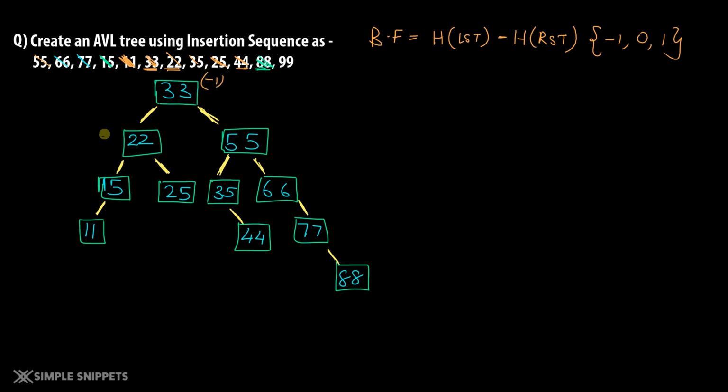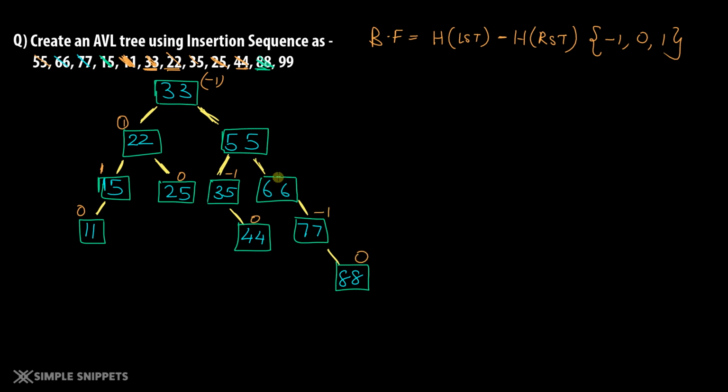No problem here. For 22, the height is going to be this minus this. So 1 minus 0, 1. This is going to be 1 again. This is going to be 0. This is going to be 0. This is going to be minus 1. This is going to be 0. This is going to be 0. This is going to be minus 1.